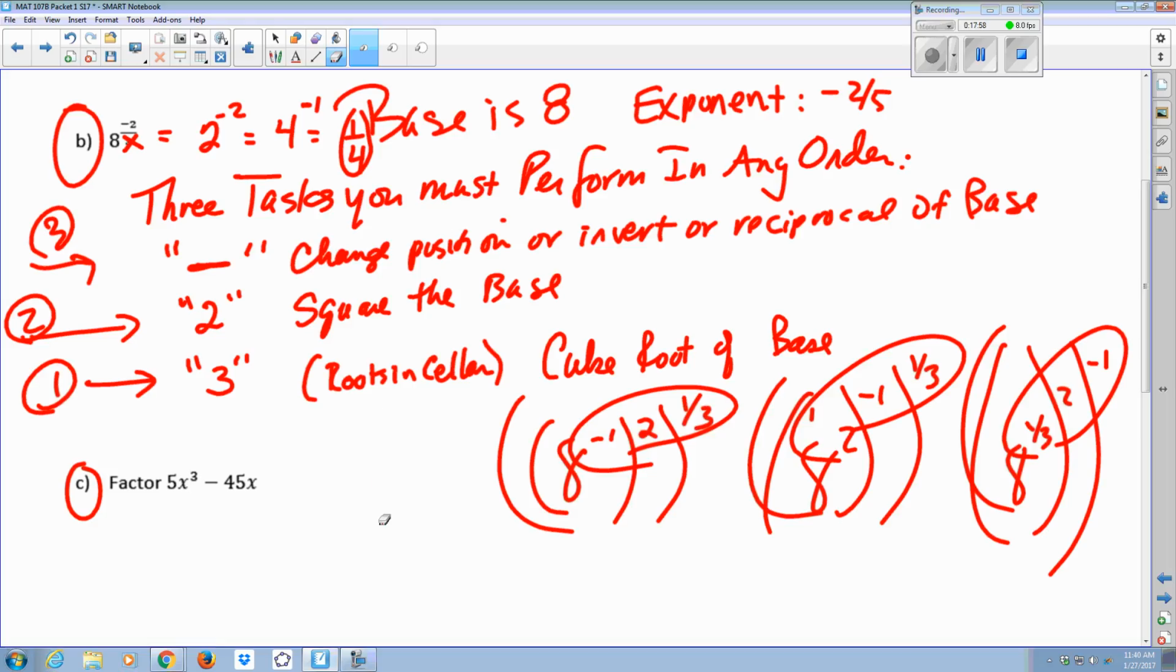Yep. I did the squaring. I squared the 2, I got 4. And then I have that negative left. And then that says, take that 4 and put it downstairs. Okay.